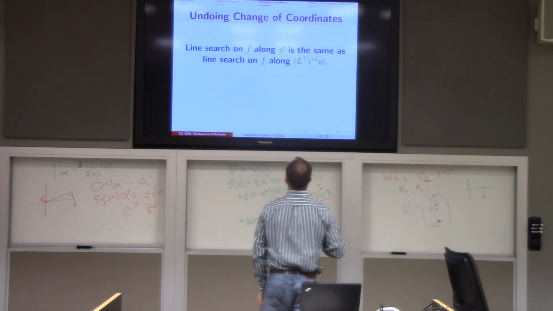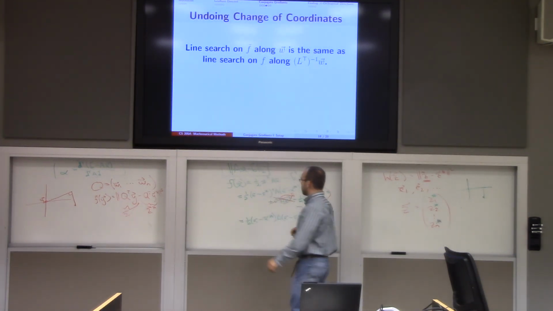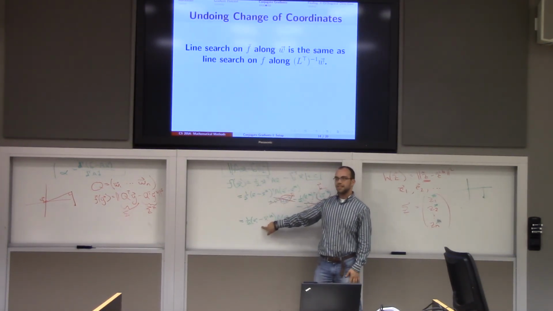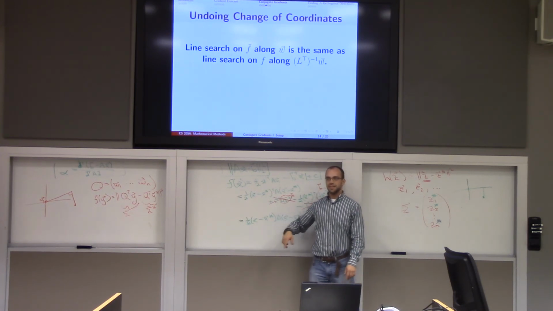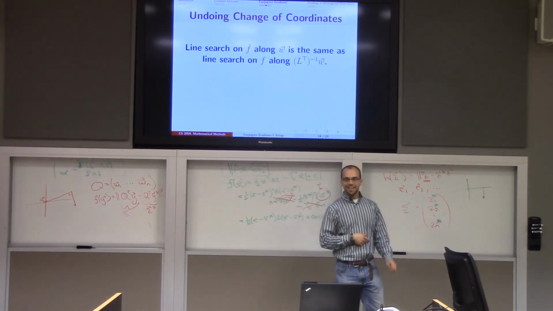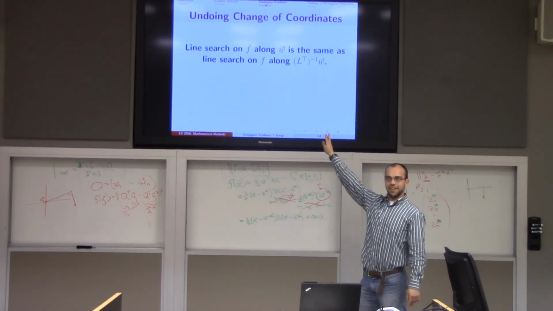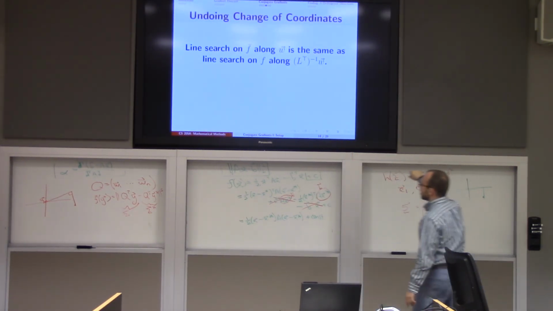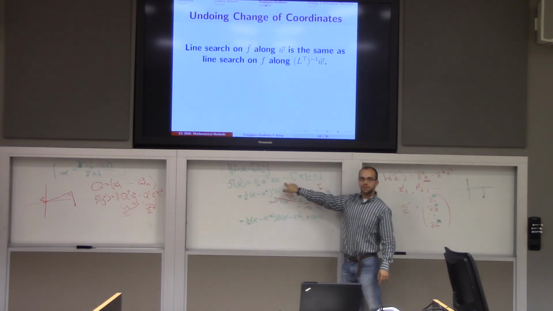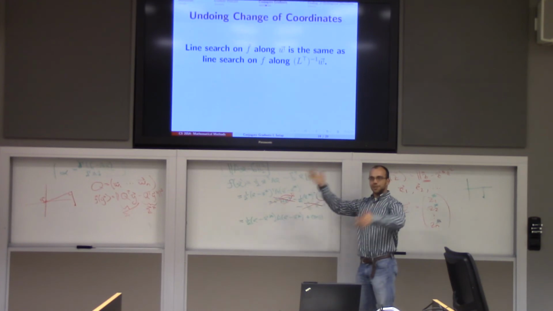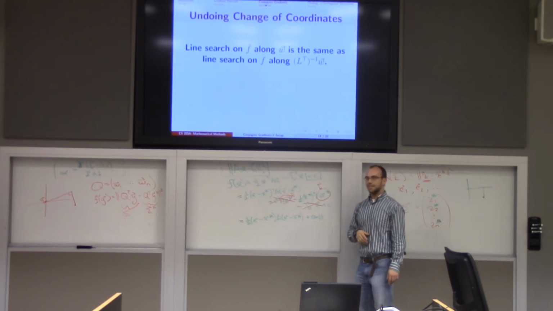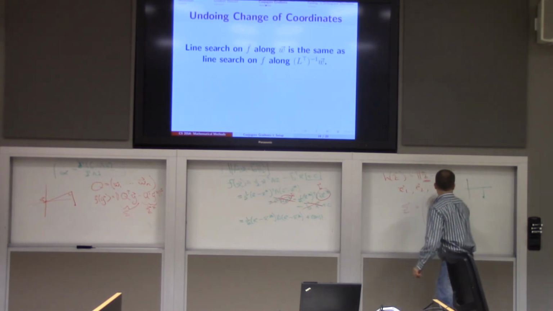Okay. So in other words, remember we had this function f bar, where we replaced the x's with L transpose x? I claim that if I do a line search of f bar along a direction w, that's the same thing as line searching our original function f along the line that you obtain by undoing that transformation that I did to go from f to f bar. Does this make sense?